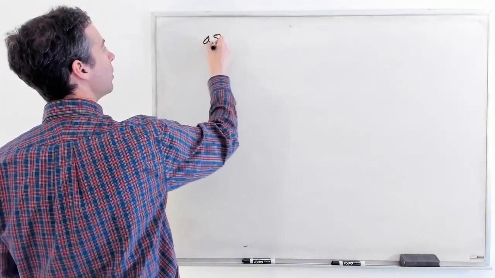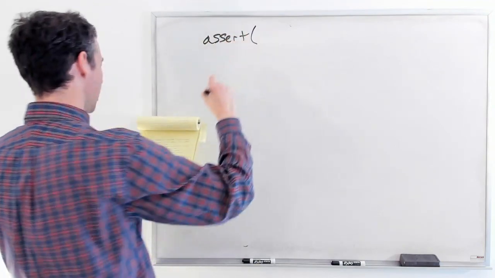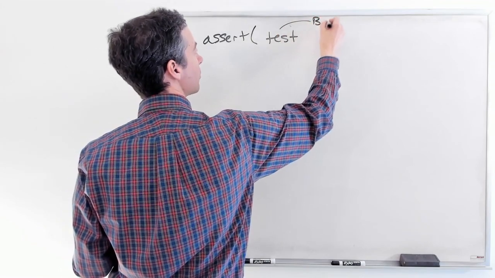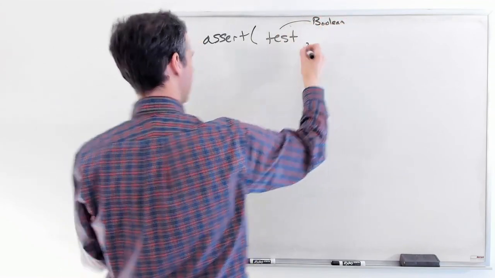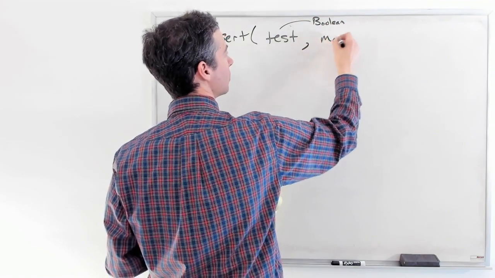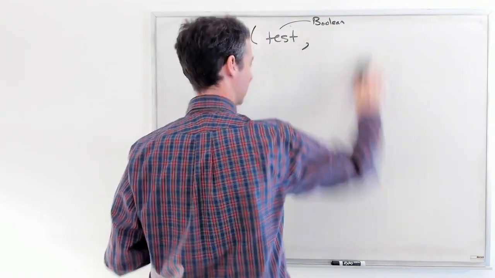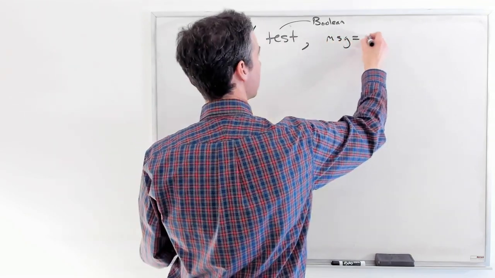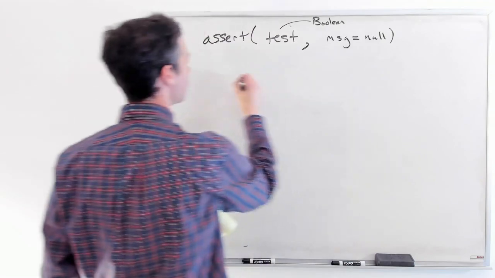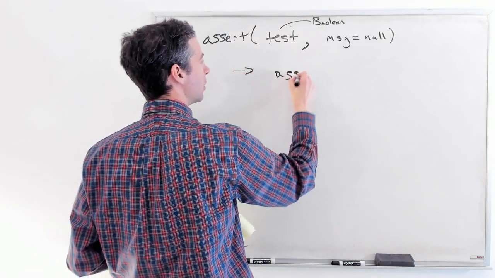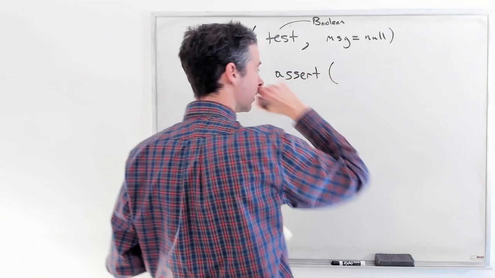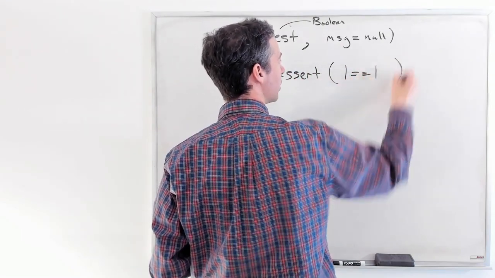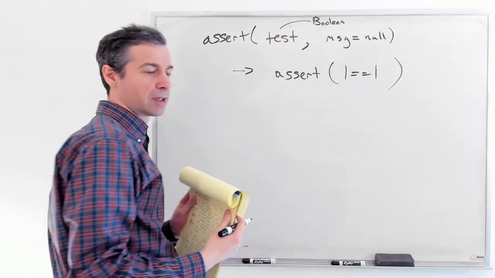And so you go assert, and you put in some sort of test in here that returns a Boolean, so that's either true or false. And then if you wanted to, you could supply a message, but by default the message is null. So if you want an example, you can just do assert 1 is equal to 1. Hey, it's true. That's good.